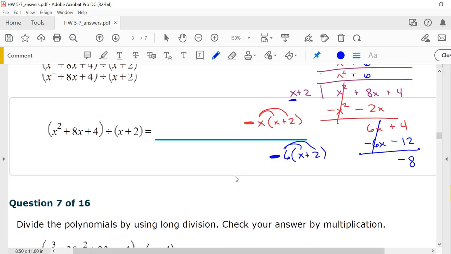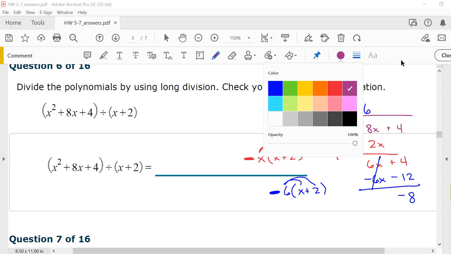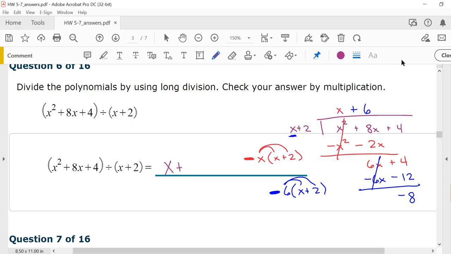Let's see what they want. Okay, so your answer here is going to be x plus 6 minus 8 over x plus 2. That's your answer. You always write plus the remainder over the divisor.